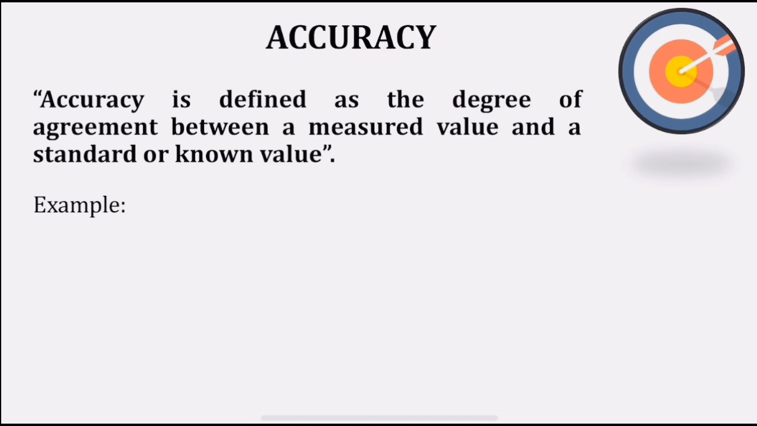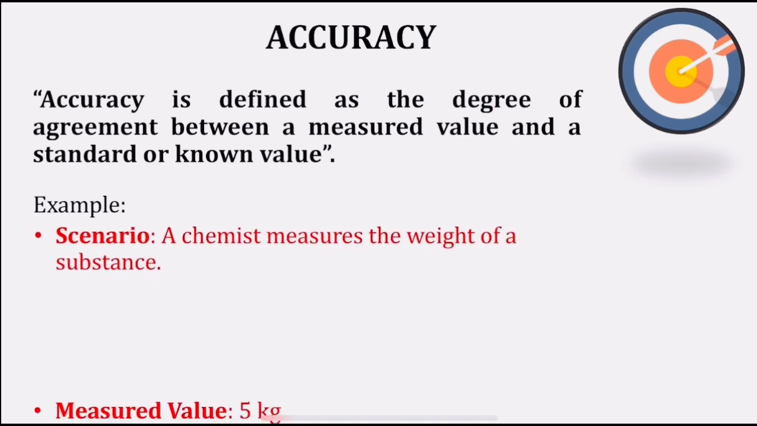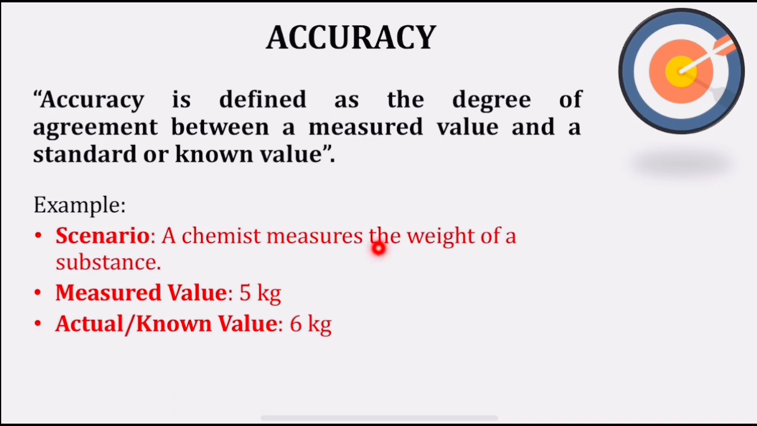Let's understand this with a simple example. Suppose in a lab, a chemist obtains a weight measurement of 5 kg for a given substance, but the actual or known weight is 6 kg. Since the measured value 5 kg is different from the actual value 6 kg, the measurement is not accurate. Here, the degree of inaccuracy is the difference between the measured value and the known value, which in this case is 1 kg.